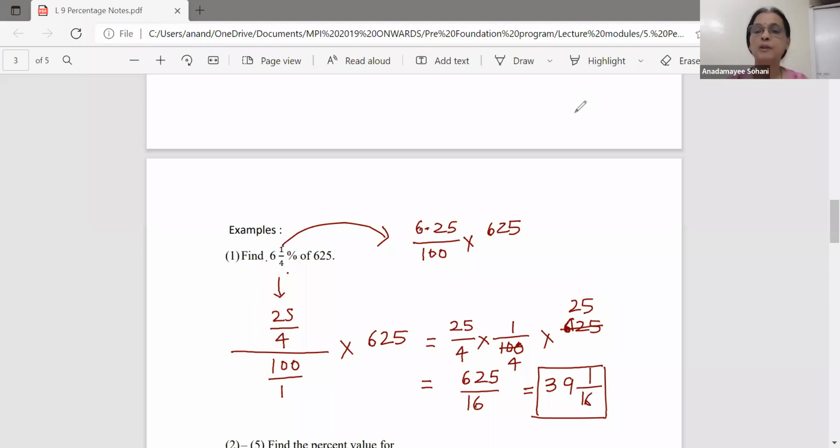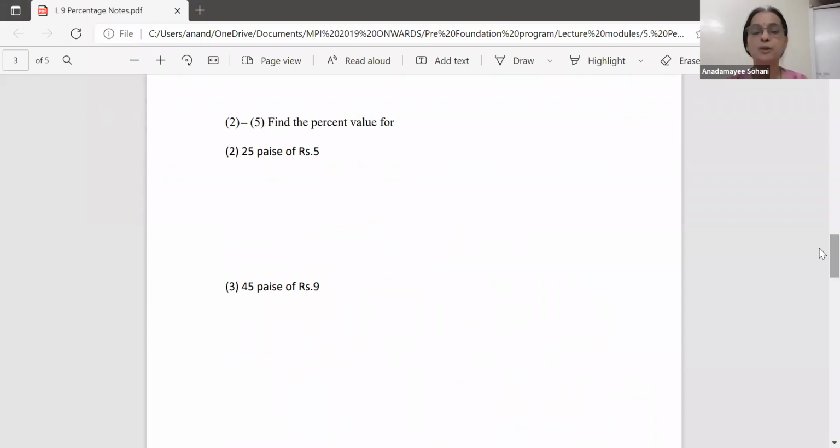See how we are converting the verbal information into mathematical expression. That is very important. If the mathematical expression is given to you, you will be able to solve it. But if it is not given, you will have to convert it into mathematical expression. Okay. Now, we are going to find the percent value of 25 paise of 5 rupees.